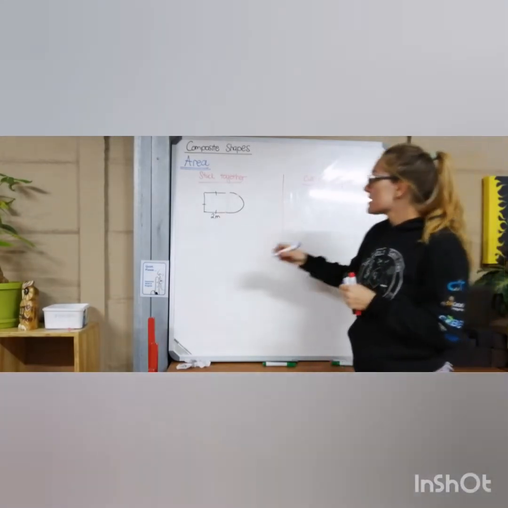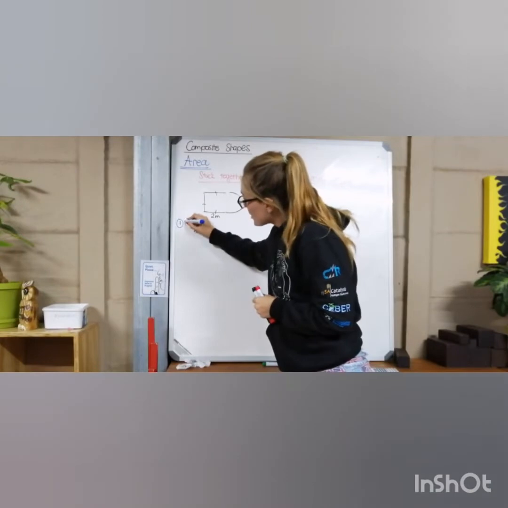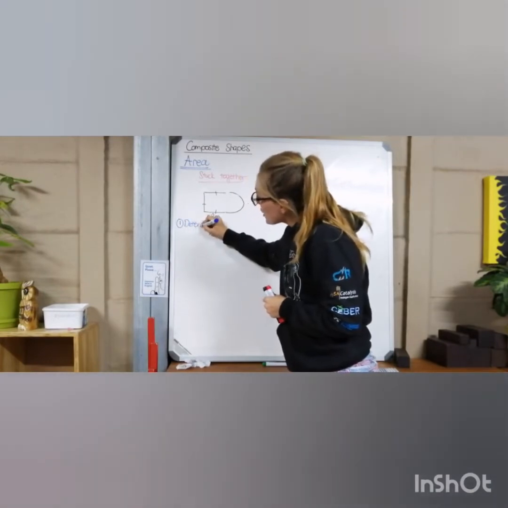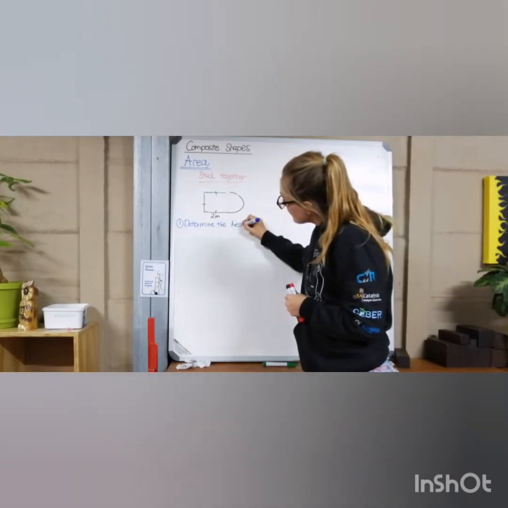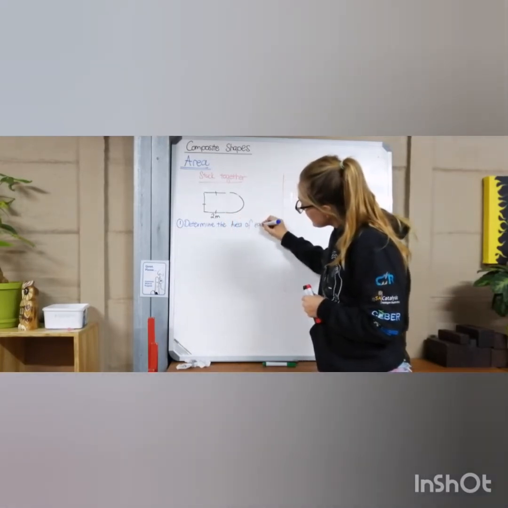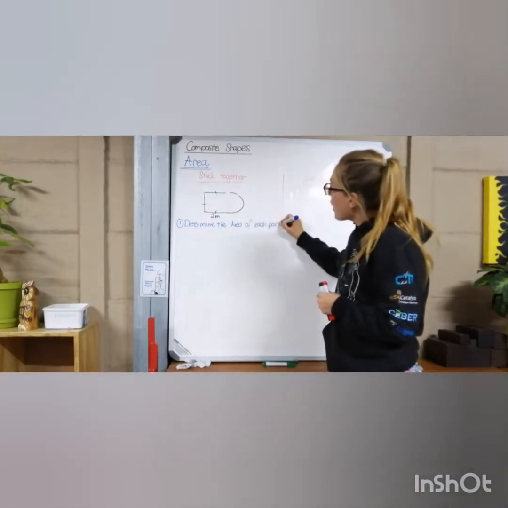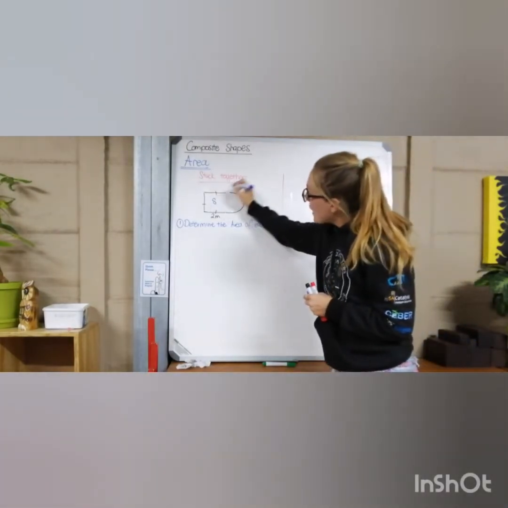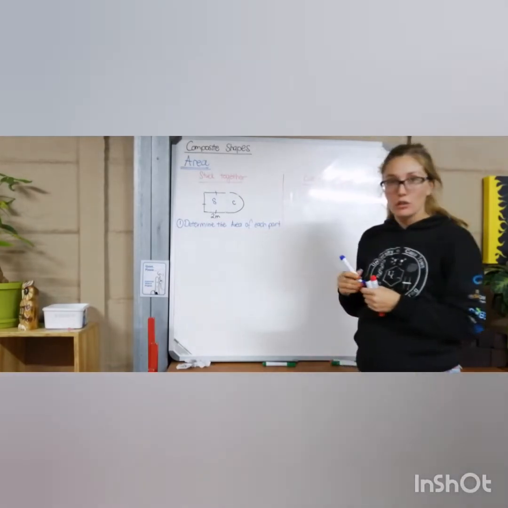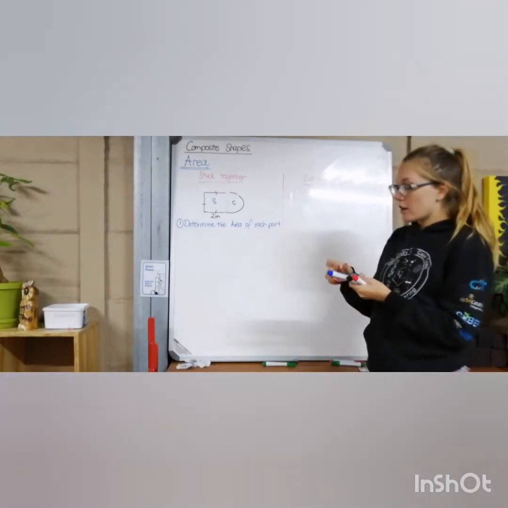Now the steps. Step 1. You're going to determine the area of each part. Now how many parts do we have to this shape? We've got 2. We've got a square and we've got a semicircle. So we're going to determine the area of each part.